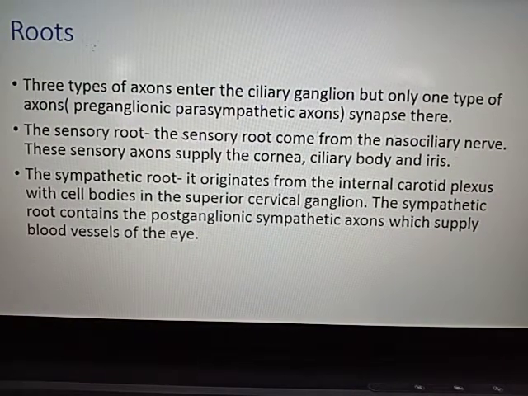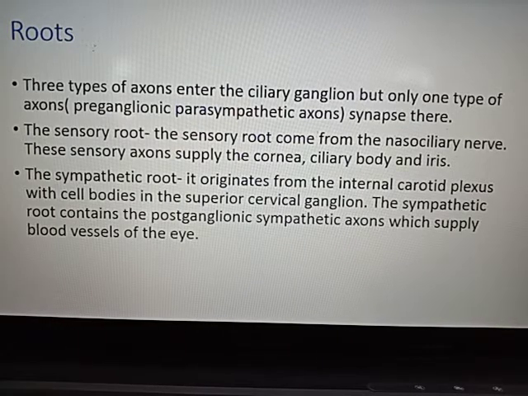The roots. You all know this parasympathetic ganglion always has three types of roots, or three types of nerve fibers. The three types of fibers enter the ciliary ganglion, but only one type synapses there, the preganglionic parasympathetic fibers. The parasympathetic root only synapses inside this ciliary ganglion, but the other two types of root enter the ganglion and do not synapse in this region, they only pass through the ganglion.